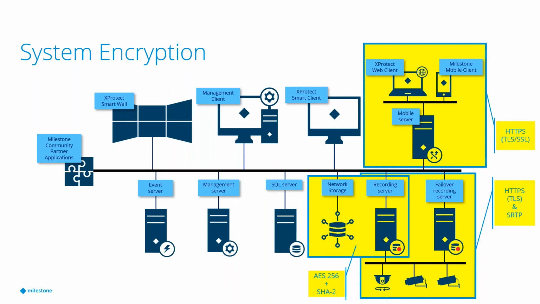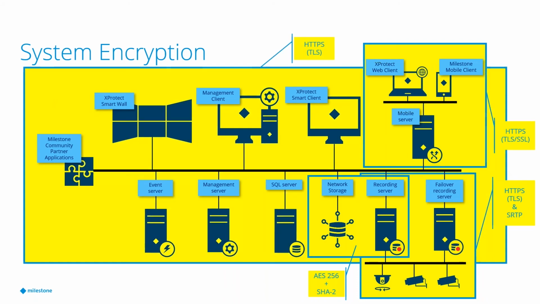So we have all this white space over here still on the left between the management server, the smart client, the smart wall, partner applications, even between the mobile server and the management server and the recording server. So how do we encrypt all that? Well, that's kind of done over the system communication piece, which we're going to talk about last.